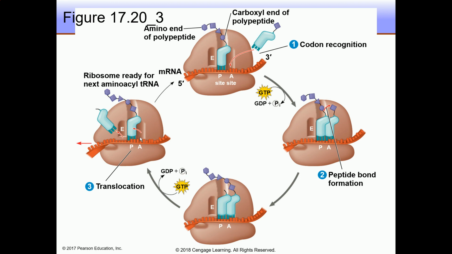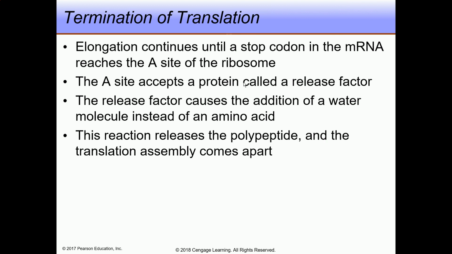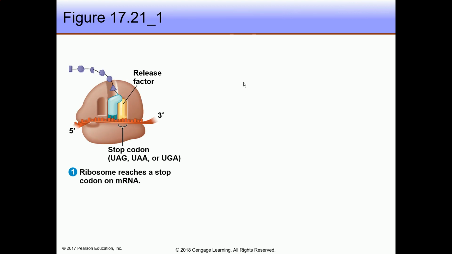So this is all elongation, and this will keep on going till the ribosome finds the stop codon. This process will stop when the translation machinery finds a stop codon. The stop codons are UAG, UAA and UGA. Once the translation machinery finds a stop codon, at that point a protein called release factor binds on the A site.